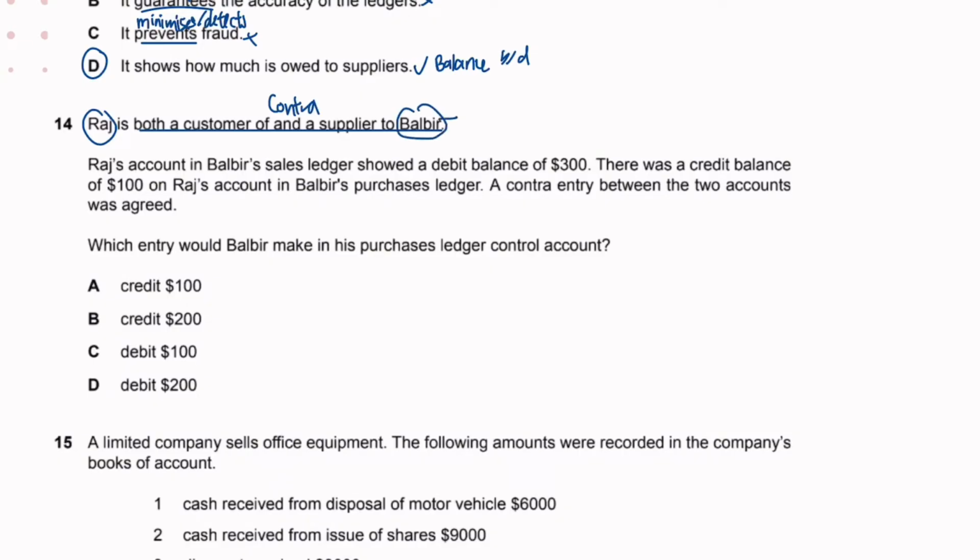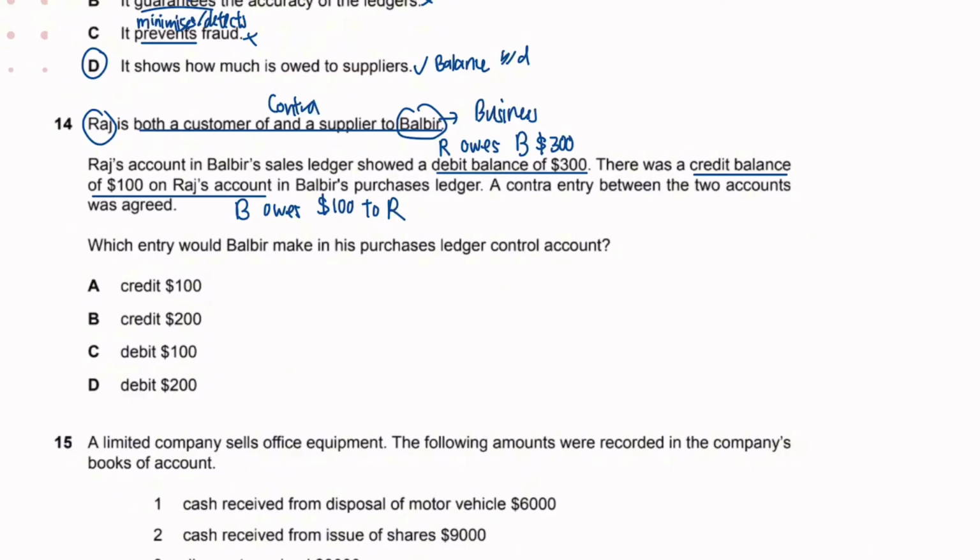So Babir is the business, our business owner. Raj's account in Babir's sales ledger showed a debit balance of 300. So from here we know that Raj owes Babir 300. There was a credit balance of 100 on Raj's account in Babir's purchases ledger. So Babir owes $100 to Raj. So a contra entry between the two accounts was agreed.